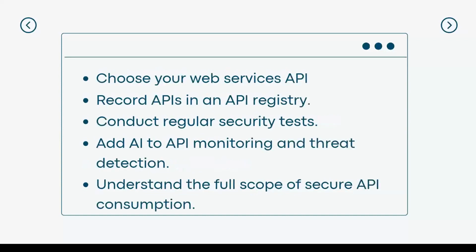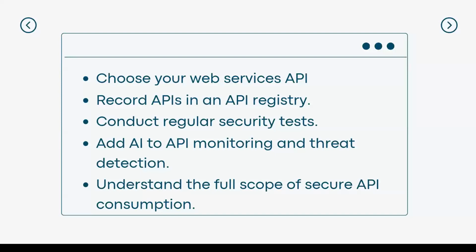Also, we have choose your web service API. Is it GraphQL you're using? Is it a RESTful API? Is it a SOAP API? Choose the appropriate API type that works best for you and for your company. When you're choosing a type of API, also look at the security aspects. Is GraphQL good for you? Is RESTful good for you? One of the things I've noticed about RESTful APIs is that they tend to expose too much information about their clients compared to GraphQL APIs.